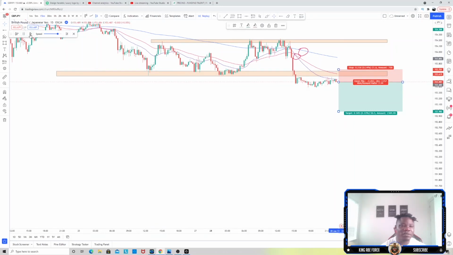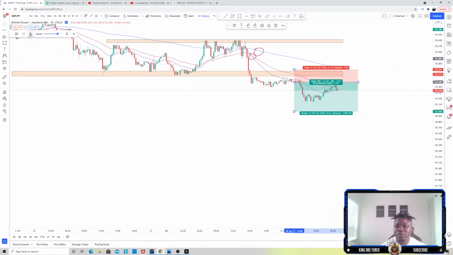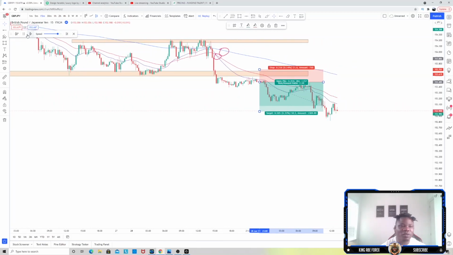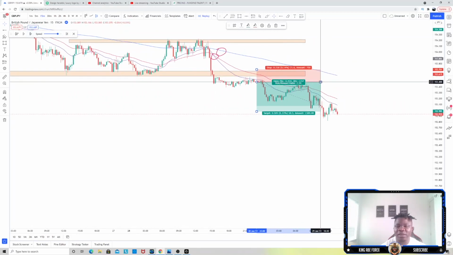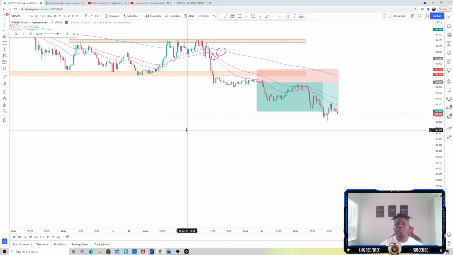And now let's take a look and see how this trade played out. Bam, we got our take profit smashed right there for 50 pips. So guys, this is how you use this strategy for a buy or for a sell. So this strategy is very simple to use for you to catch 50 pips a day.